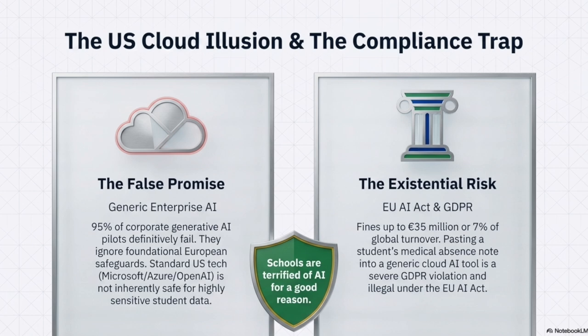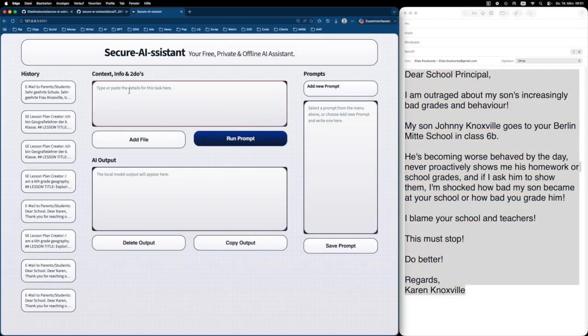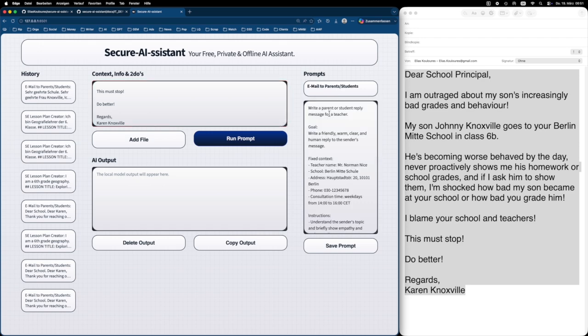Welcome the Secure AI Assistant. It's 100% free and operates 100% offline, zero data transfers outside Europe or even your school's building. Because it runs locally, there are no fees, no subscription, and absolute privacy by design. You own everything. How does it work?